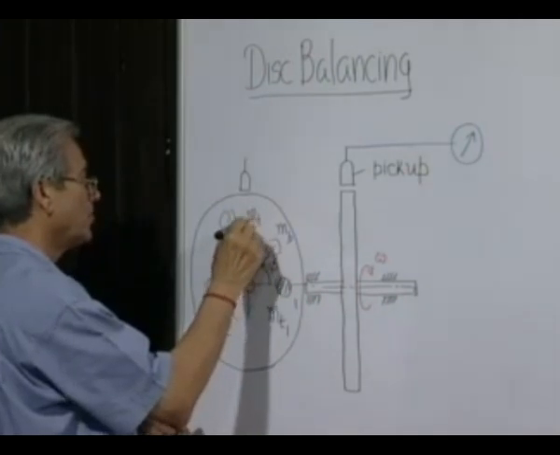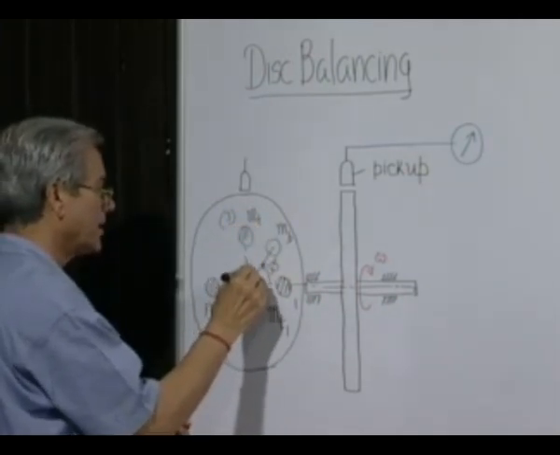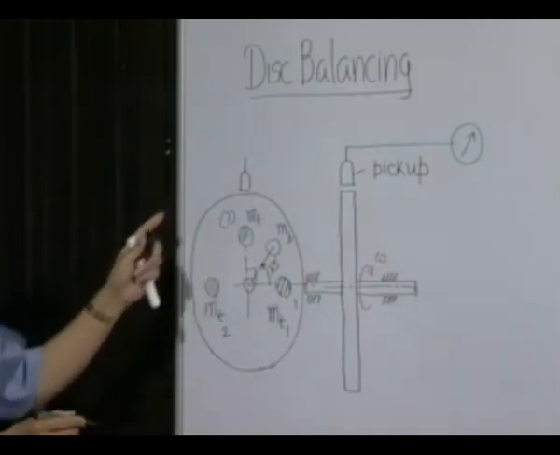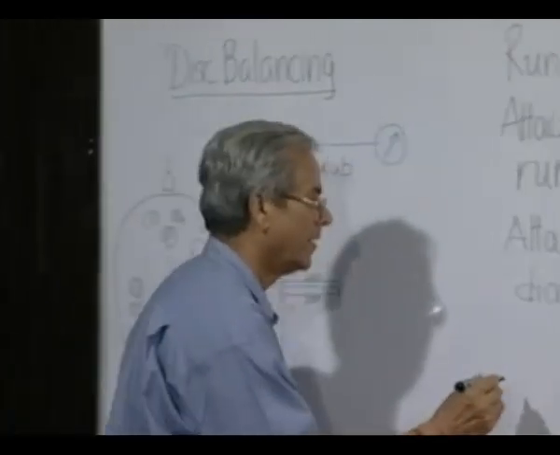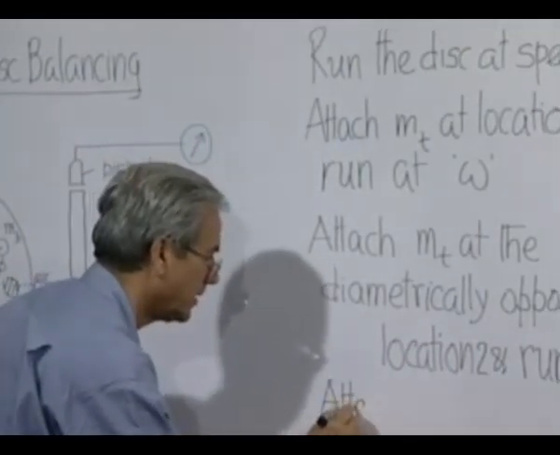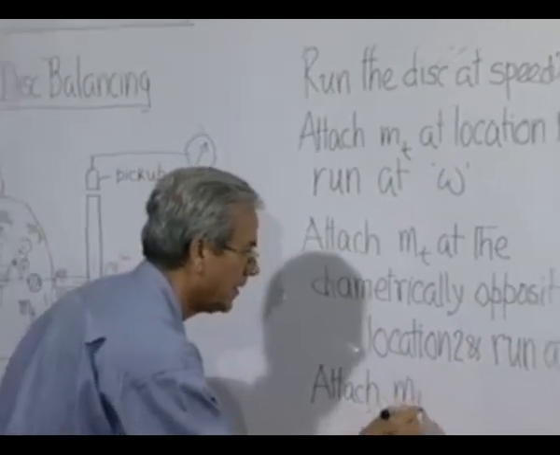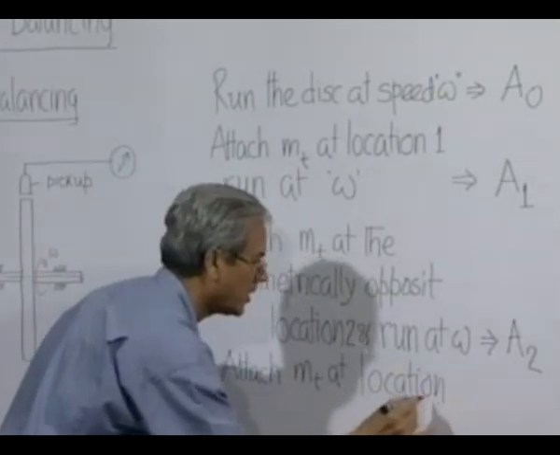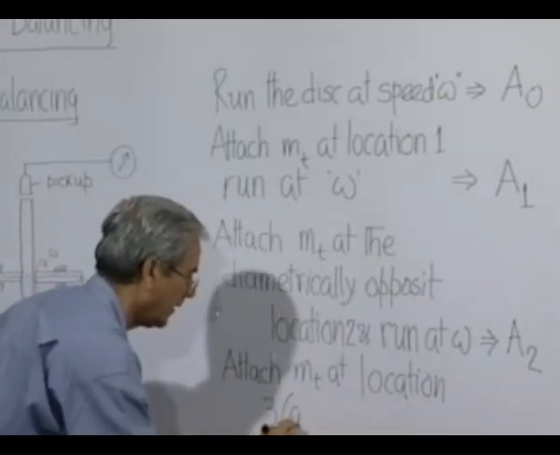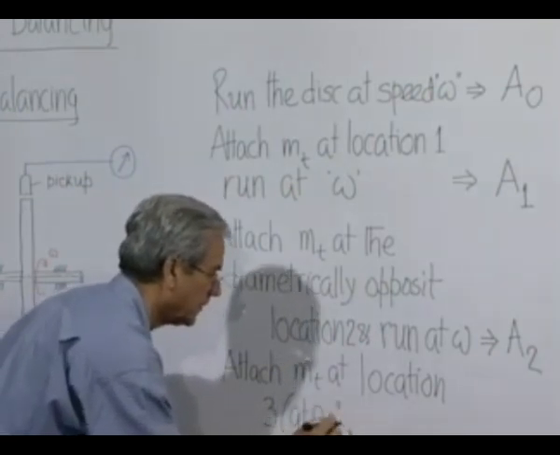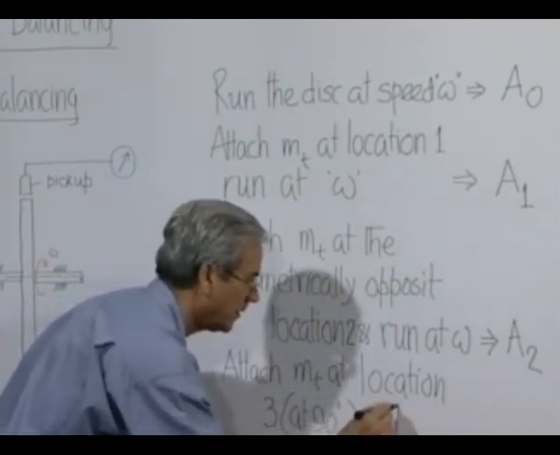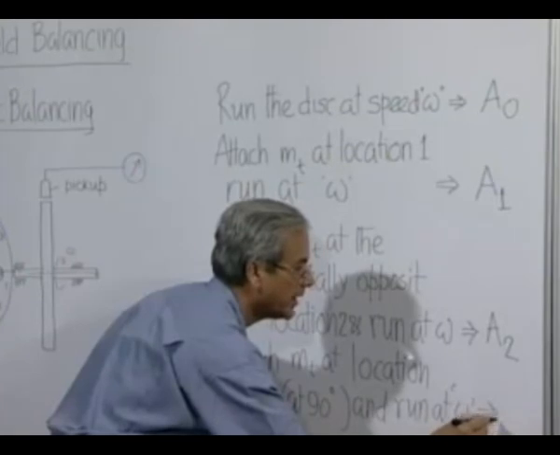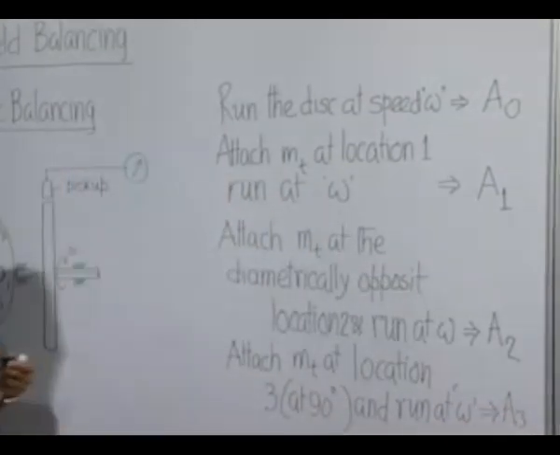The same trial mass we locate at a position which is at right angles to position 1 and position 2, like this. That means rotated by 90 degrees in the clockwise direction. And then attach MT at location 3, at 90 degrees, and run at omega, and now you get A3, the amplitude of vibration.